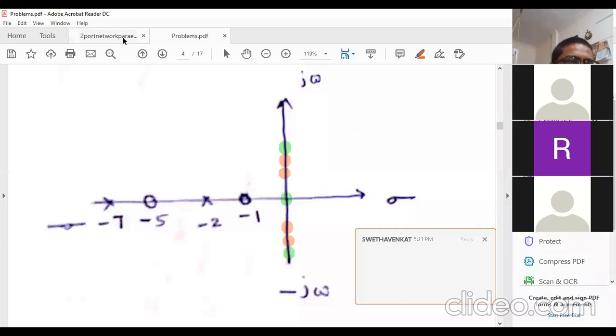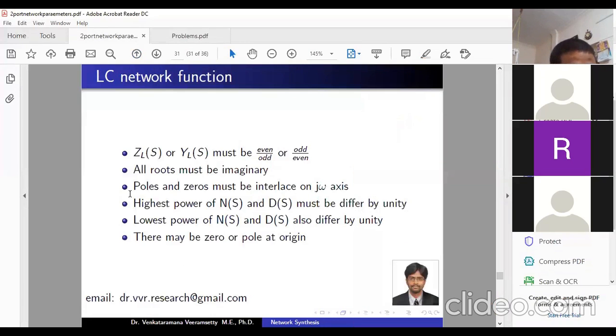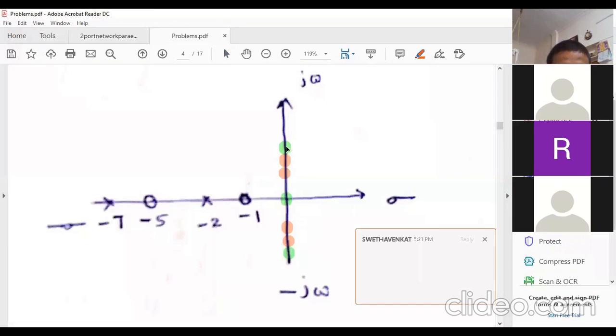See, the third condition: poles and zeros must be interlaced on the j omega axis. Interlace means they must come in the alternative way. That means 0, pole, like that must come in the alternative fashion. But see here, 0, pole, and again it's coming pole. So zeros and poles are not coming in the alternative way. Alternative means if it is a 0, this must be a pole, and this again we expect a 0.